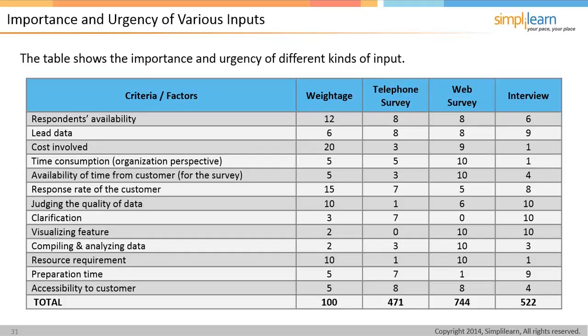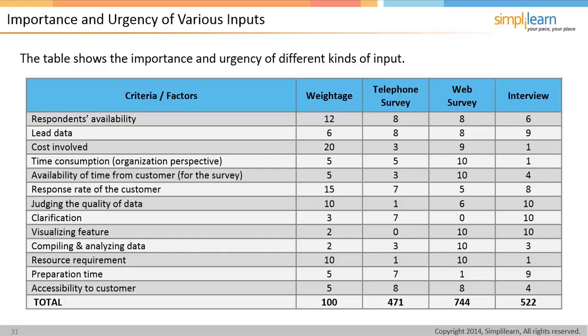The factors or criteria that we found through the survey feedback were things like respondents' availability, lead data, cost involved, time consumption, and availability of time from the customer for the survey response rate. These are the things we're using to evaluate our decision on what type of analysis we're going to do.